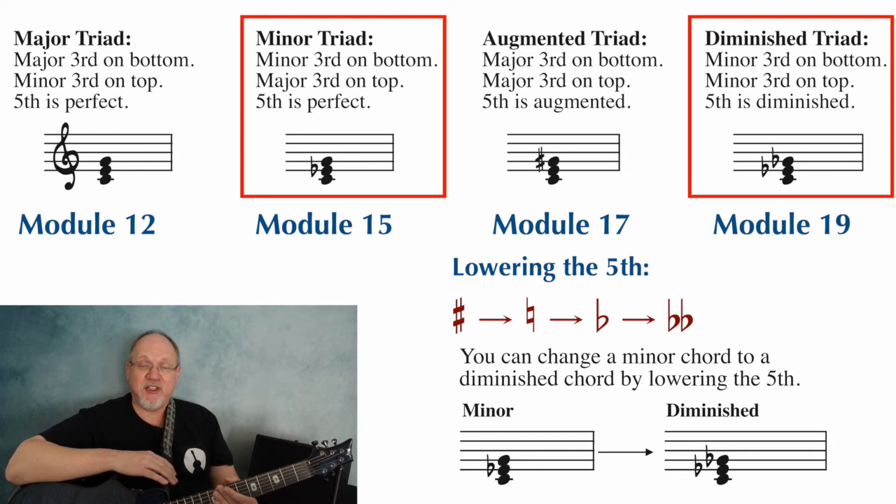If you're lowering the fifth of a minor chord to change it to diminished, if that fifth is a sharp note, you change it to a natural note. If that fifth is a natural note, you change it to a flat note. And if that fifth is already a flat note, you change it into a double flat.